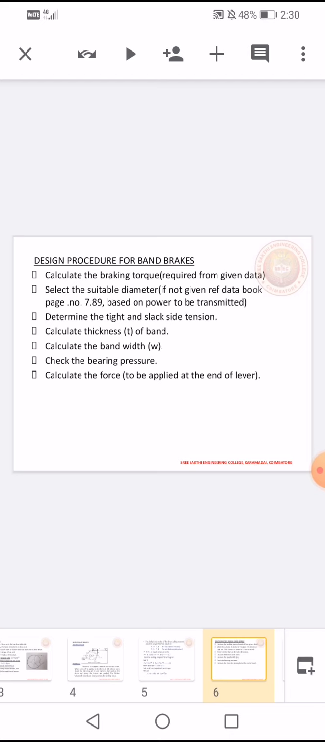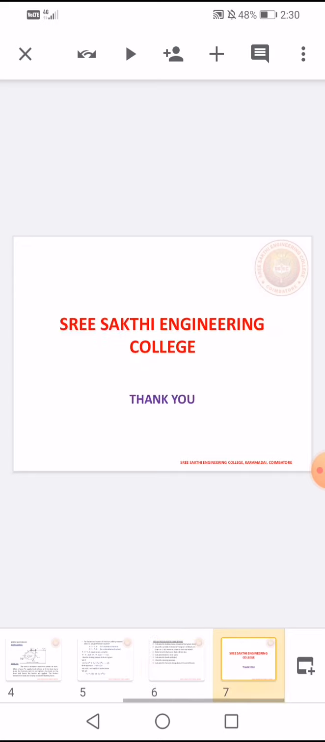Then determine tight side, slack side. Then calculate thickness and width of band. Then check the bearing pressure. Then calculate force if not given. These are all the procedures to find or design the band brake systems. Thank you.